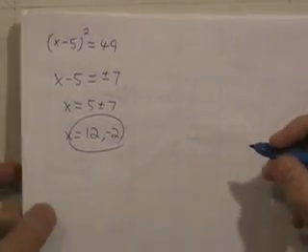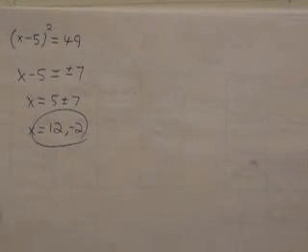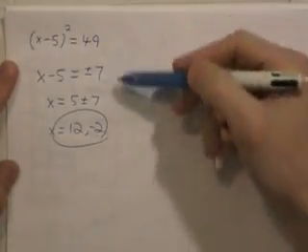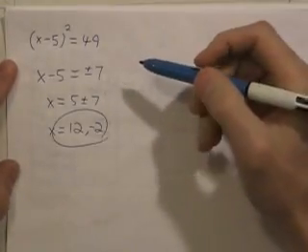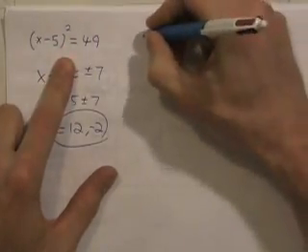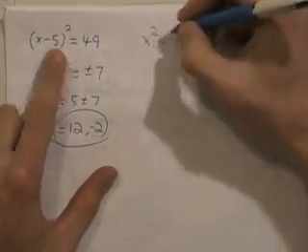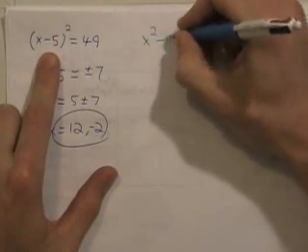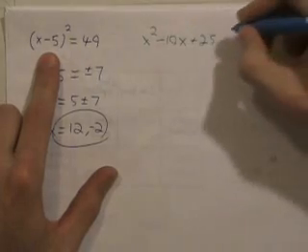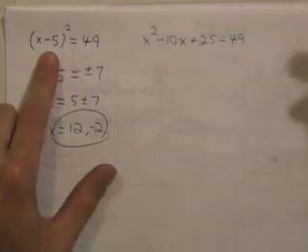If you didn't see that, you could have multiplied it all out. But you have to be aware that this is the best way for this. All right, this is the simplest way. When you multiply this stuff out, what's that going to give you? That'll give you x squared minus 5x, so that's minus 10x plus 25 equals 49.